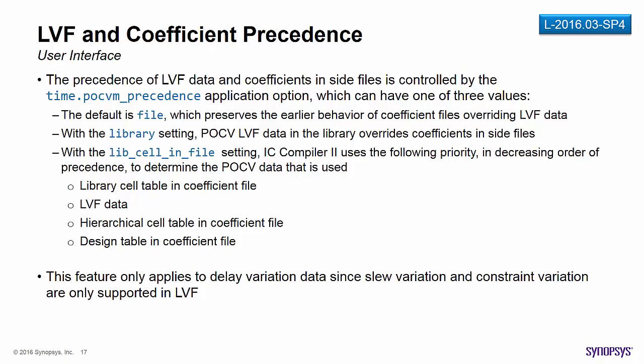Library cell table in coefficient file, LVF data, hierarchical cell table in coefficient file, design table in coefficient file. This feature only applies to delay variation data, since slew variation and constraint variations are only supported in LVF.